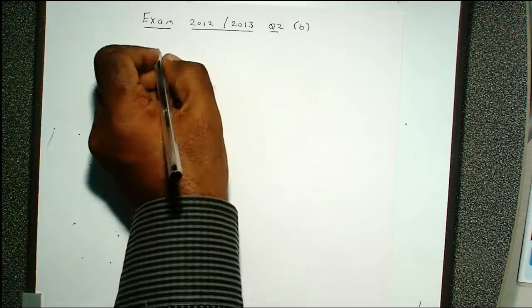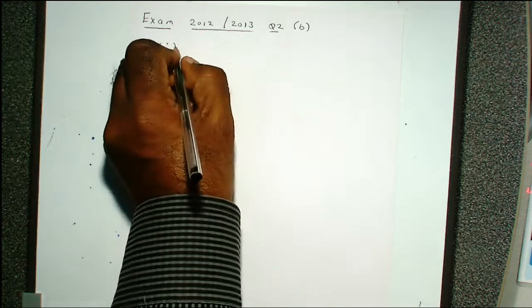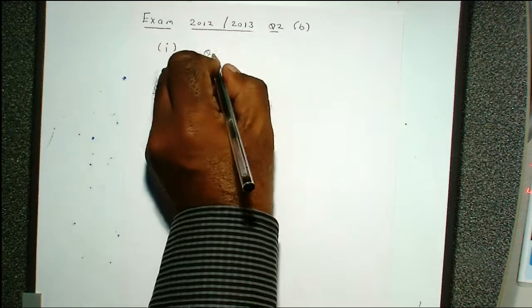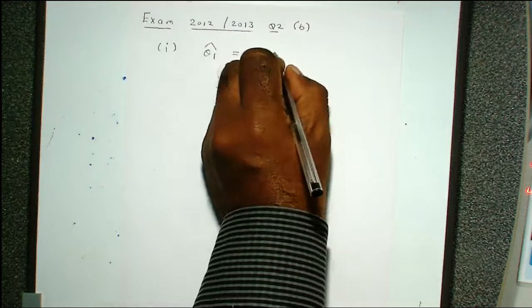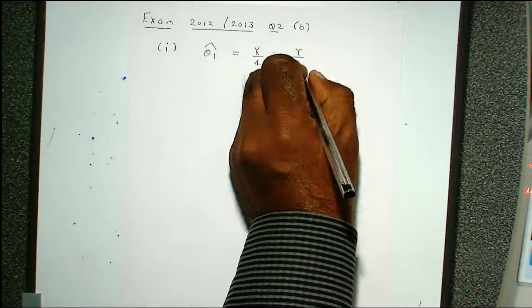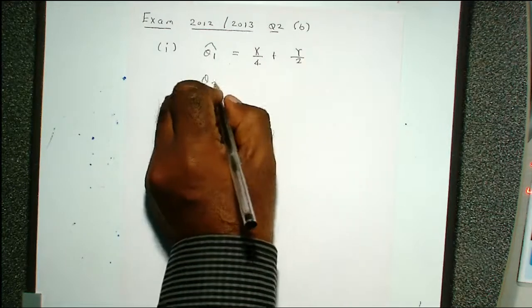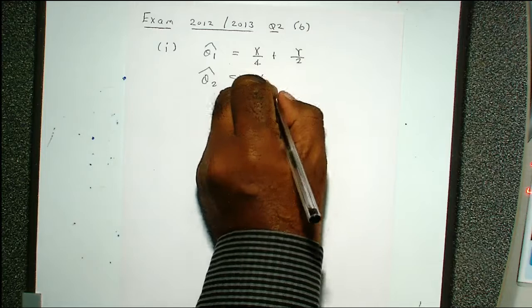Right, now let's do part 1. You're told that theta 1 hat is equal to x divided by 4 plus y divided by 2, and theta 2 hat is equal to x minus y.